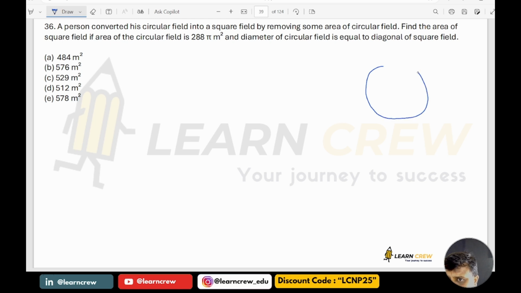So here this is a circle and it is a square. What is given here? The circular field is converted into a square field. So this is the diameter. The area of the circular field is given as 288π meter square. The area of a circle is πr square, so from this I will get r as root over 288, which is 12 root 2 meter.